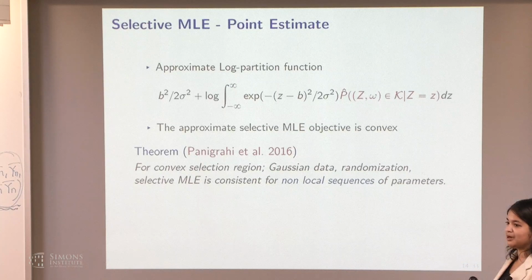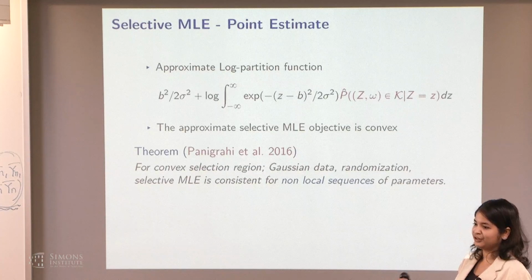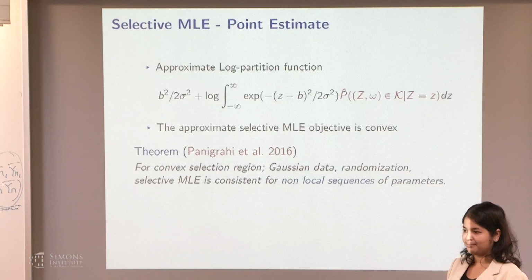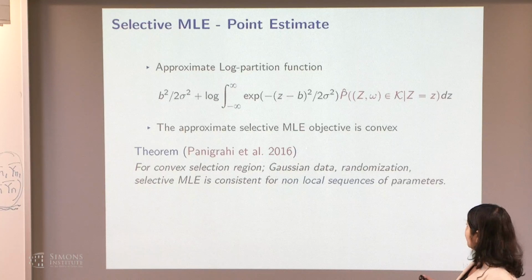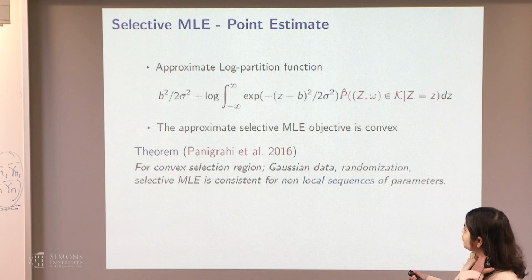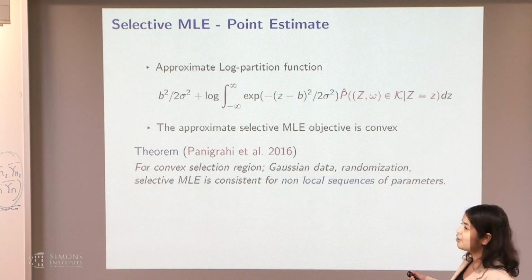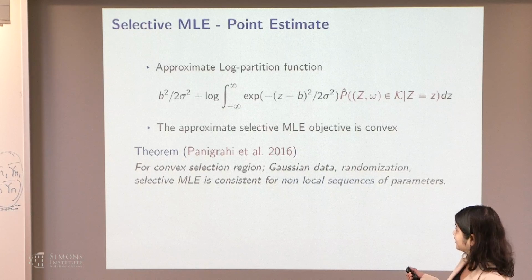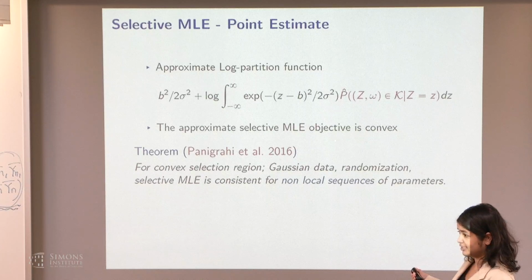So what I obtain with my approximation is an approximate family of exponential laws, which is hopefully close enough to the exact family of randomized laws. A good feature of this approximation is that it yields a convex approximate selective MLE objective. The selective MLE objective that you solve happens to be convex in nature.